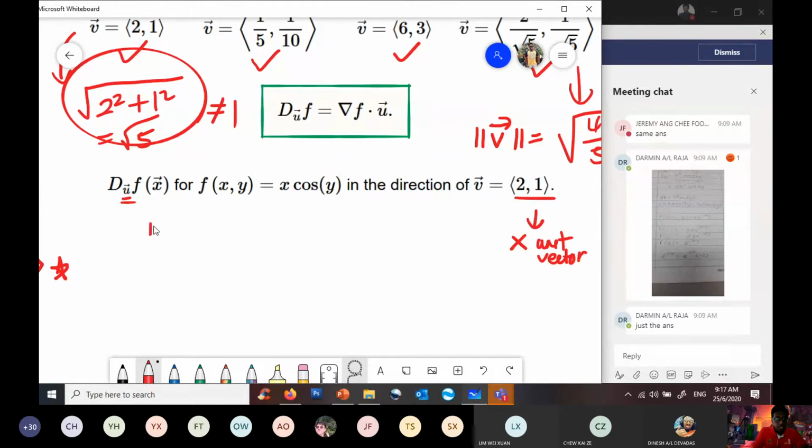So how do you find the unit vector by yourself? The unit vector is simply this vector divided by the magnitude. That is the, oh my god, why does it change to a triangle?